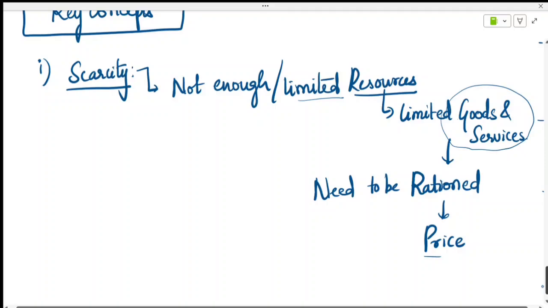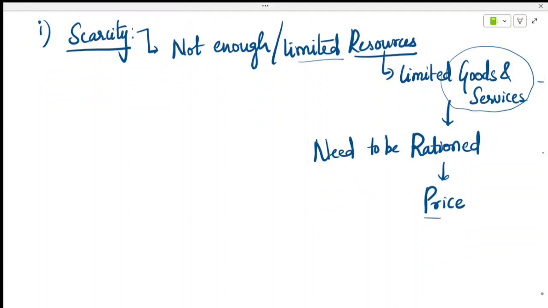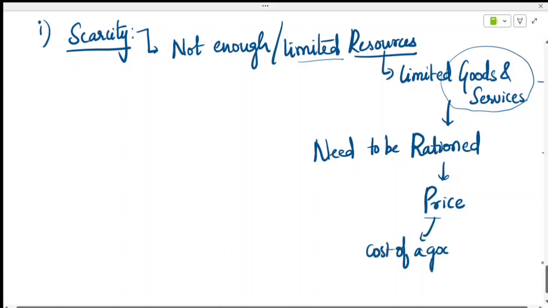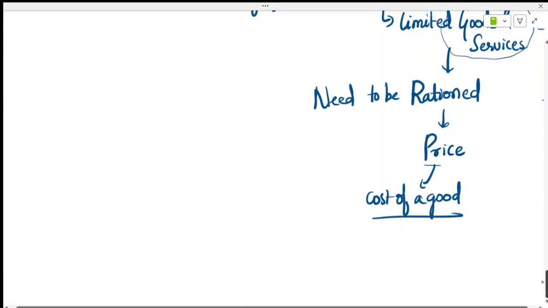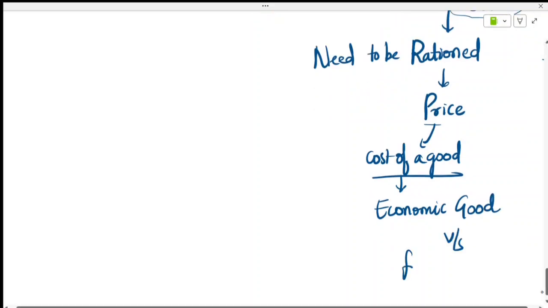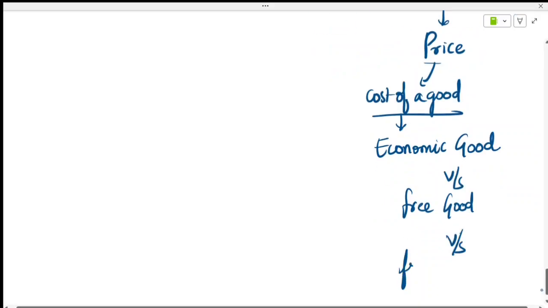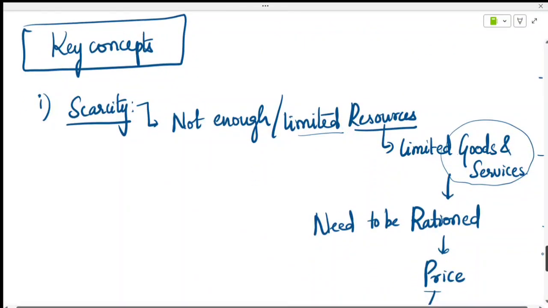Then price, which is nothing but the cost of a good. So whatever good which has a cost is called an economic good. We'll be looking at economic goods, free goods, and free of charge goods. Okay. So what I'm saying is there is scarcity in the market.